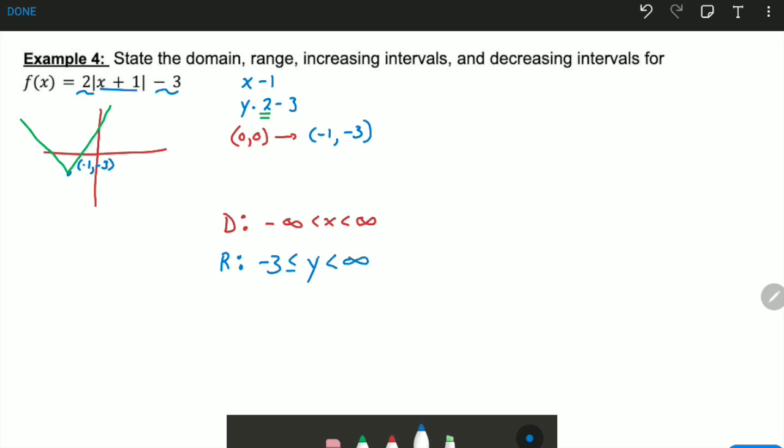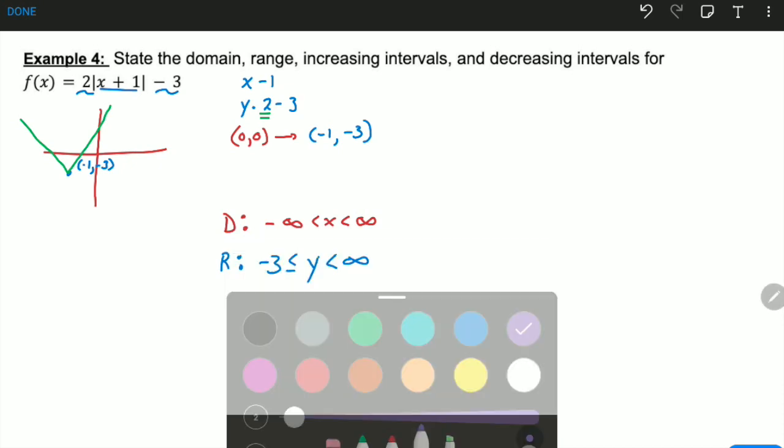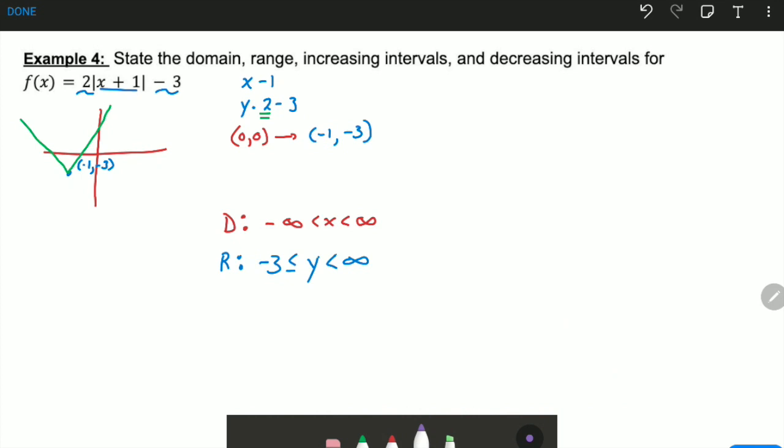So that's domain and range. For intervals of increasing and decreasing, you separate at any high or low points. So for increasing and decreasing, we separate at any high or low point, which again happens to be the vertex. So we would separate the graph right there.